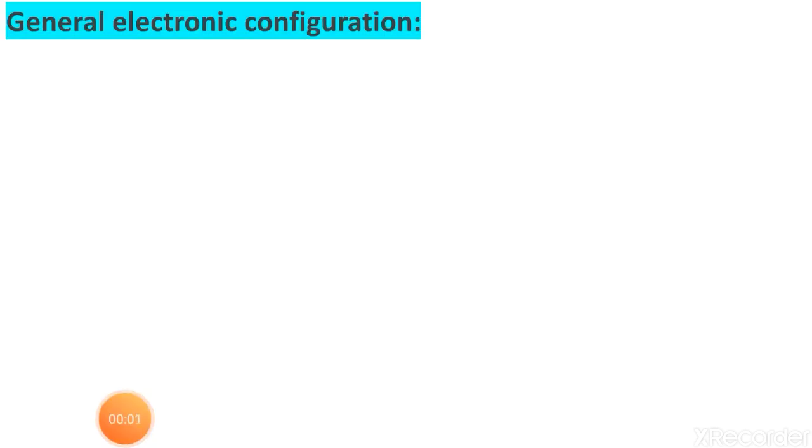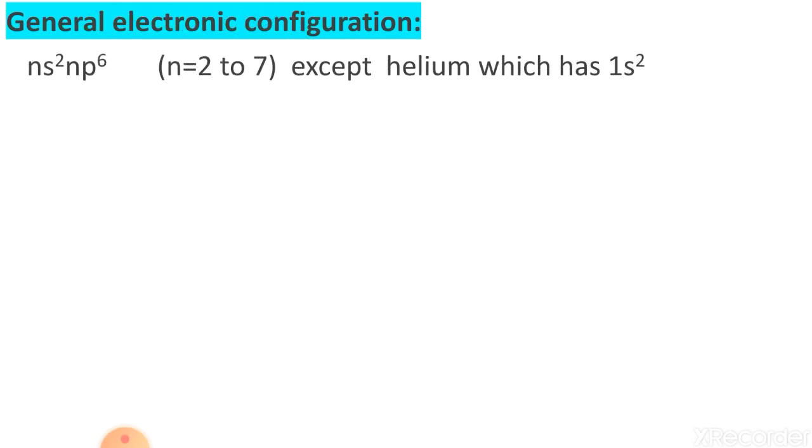Now students, let us focus on the general electronic configuration. The general electronic configuration of group 18 elements is ns2 np6, where n equals 2 to 7, n being the number of periods, that is, the number of shells. So the shells from 2 to 7 have this configuration, except helium which has 1s2 configuration. So that means only helium completes its duplet, but all other group 18 elements complete their octet, and due to this reason these elements are inactive in nature.